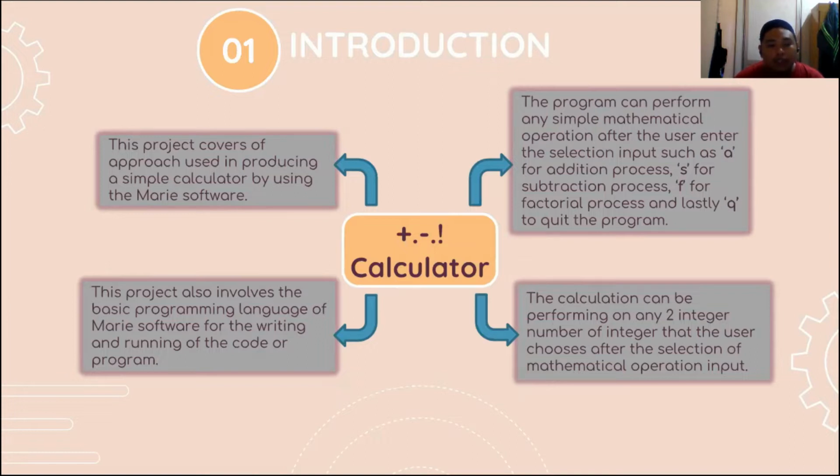Next, this project also involves the basic programming language of MARIE software for the writing and running of the code of the program. And the program can perform any simple mathematical operation after the user enters the selection input, such as A for adding process, S for subtraction process, F for factorial process, and lastly Q to quit the program. And the calculation can be performed on any two integer numbers that the user chooses after the selection of mathematical operation input.